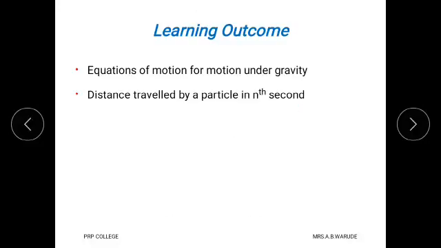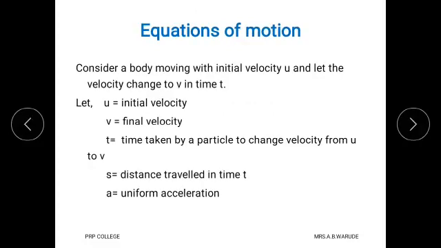In today's video we are going to learn about the equations of motion under gravity and how to find the distance traveled by a particle in nth second. For that, first we write the equations of motion.